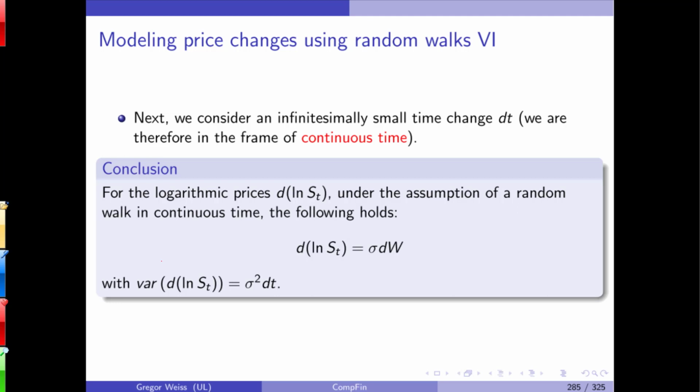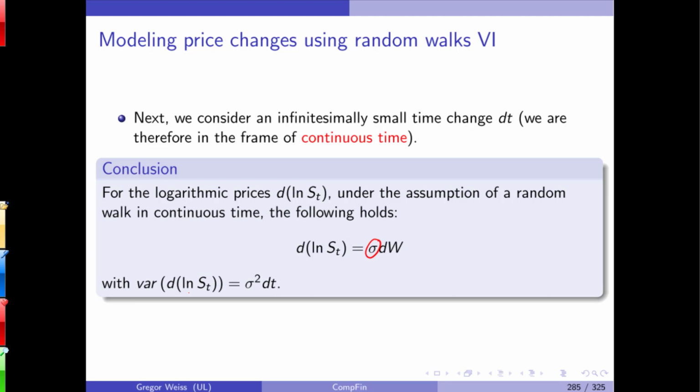As always, we're in the framework of continuous time. And for the logarithmic prices, d ln St, we get, under the assumption of a random walk, that the changes in the logarithmic prices are given by sigma times a standard Wiener process. And you see here the diffusion, sigma, comes out of the variance of the logarithmic stock returns, or the log returns.